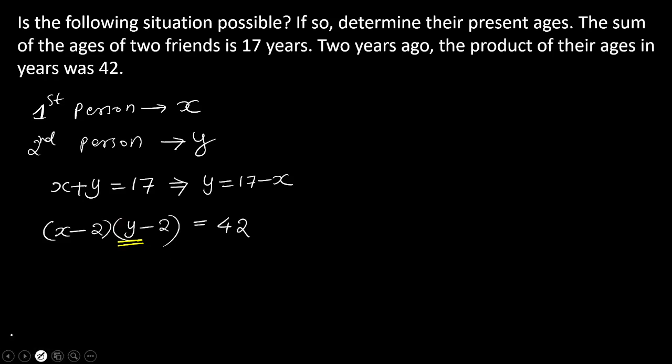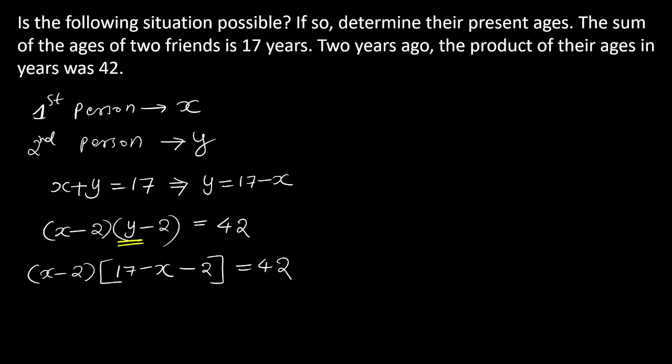So x minus 2 into y. What is that y? 17 minus x. There is minus 2 after that, is equal to 42. Is it okay? All of you clear? So again, if you get some value, I mean the discriminant, you have to send me the answer as a chat message.